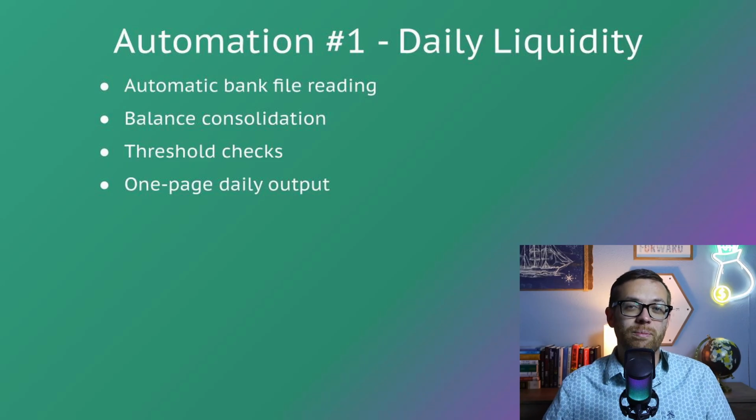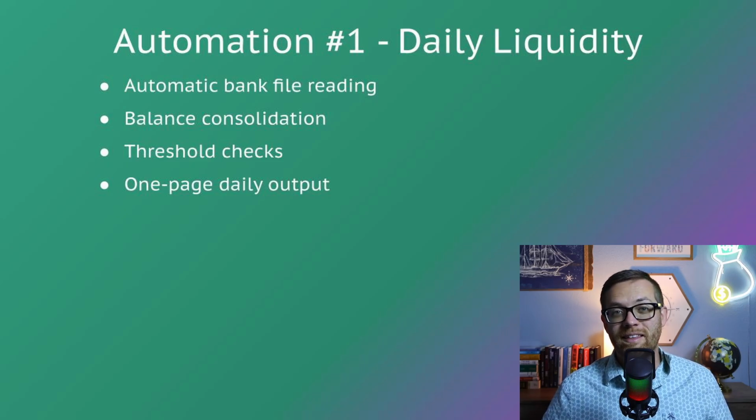The first automation you'll build in this course is a daily liquidity summary, where instead of manually opening bank files, copying balances, and sanity checking totals, this automation does the heavy lifting by consolidating balances, checking thresholds, and delivering a clean one-page liquidity summary automatically, giving you the same output with far less manual risk.